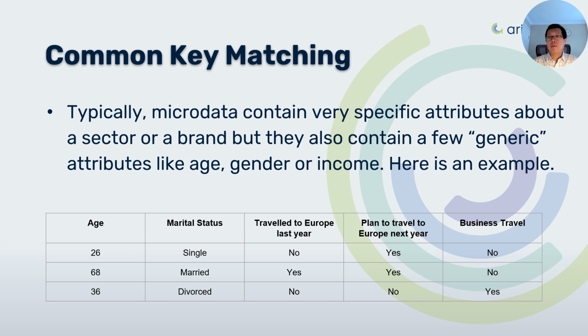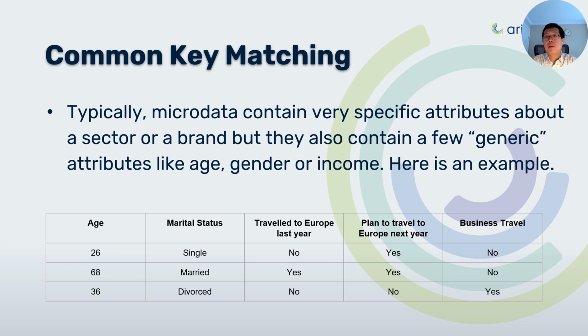Typically, microdata contain specific variables about a particular sector or brand. These data sets are usually commissioned by a market research firm, or they may come from a CRM database from a company. So they're generally very domain specific. Like in this case, we have three variables from a travel study. The questions are: have you traveled to Europe last year? Are you planning to travel to Europe next year? Is it a business trip or not?